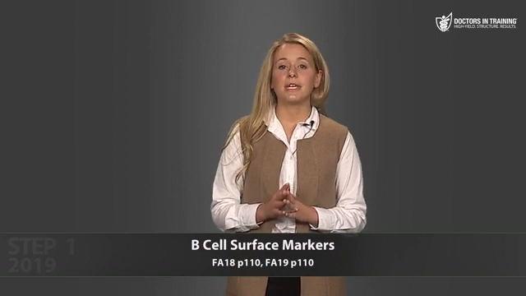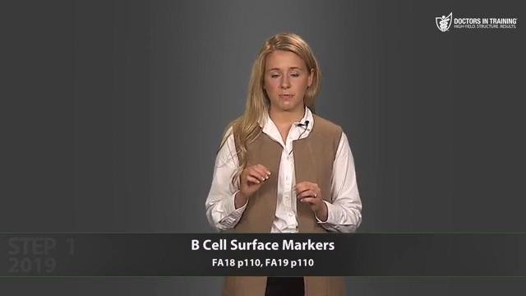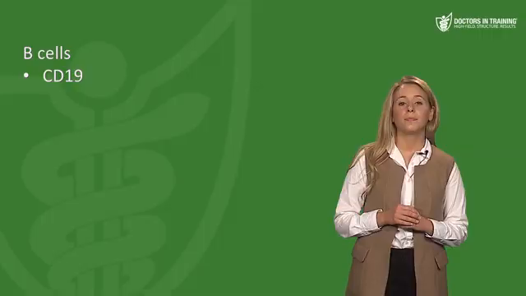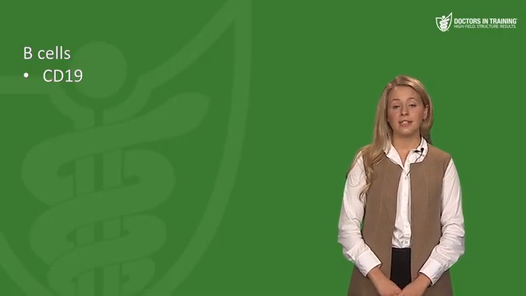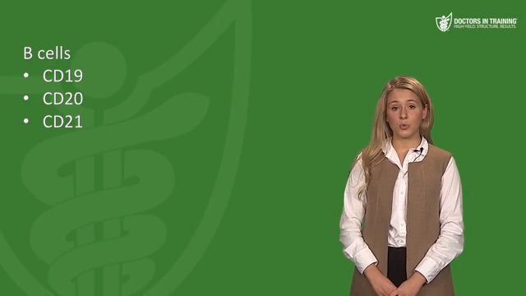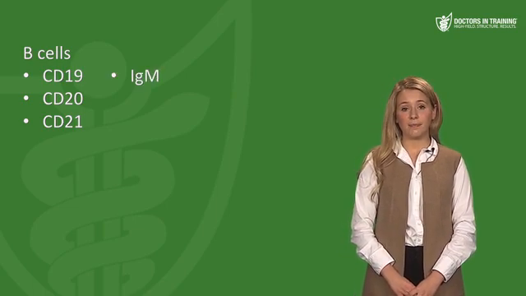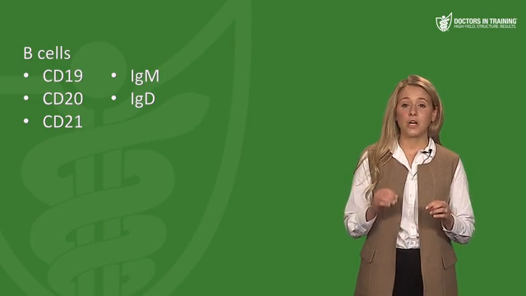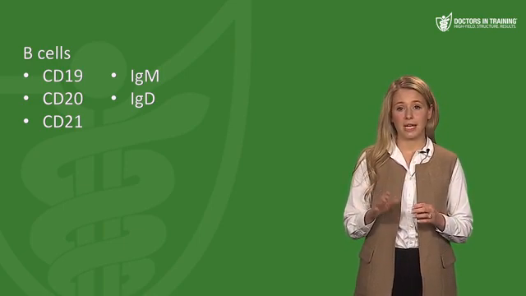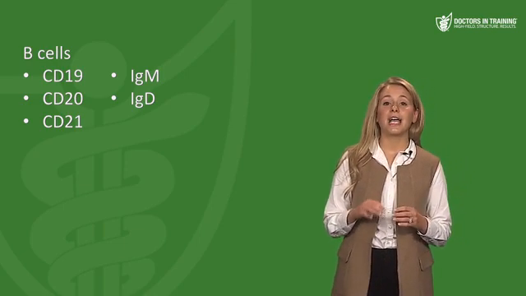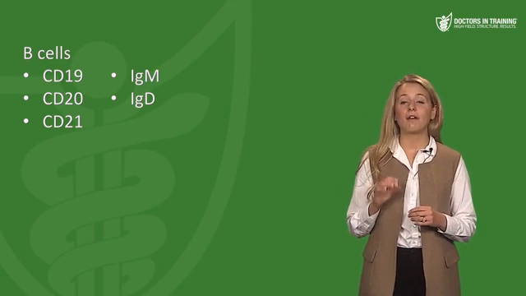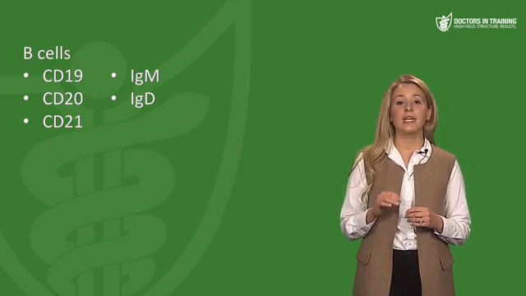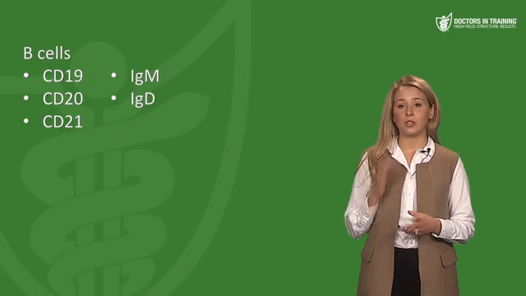Like T cells, B cells have very specific surface markers, and there are 5 surface markers that I think you should know. There's CD19, CD20, CD21, IgM, and IgD. We'll talk about the specific functions of different immunoglobulins in a minute. But remember that IgM and IgD are found on the surface of B cells, in addition to CD19, 20, and 21.